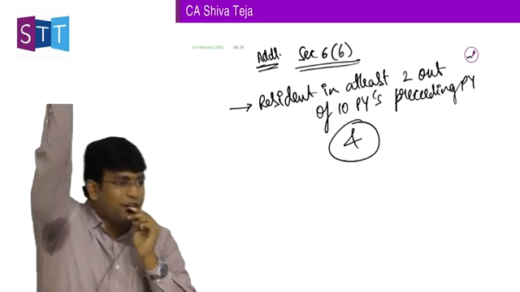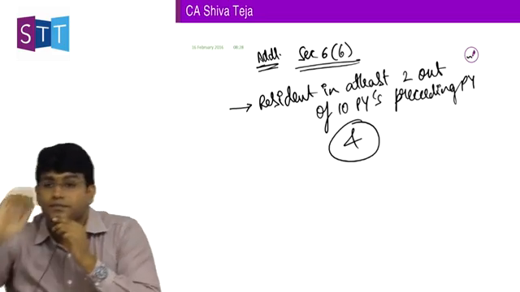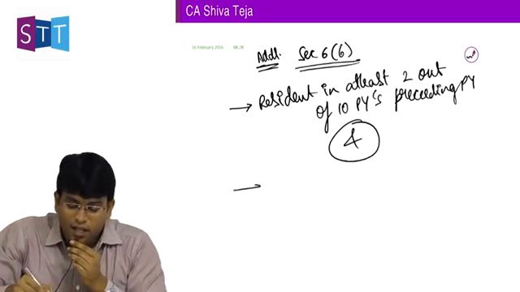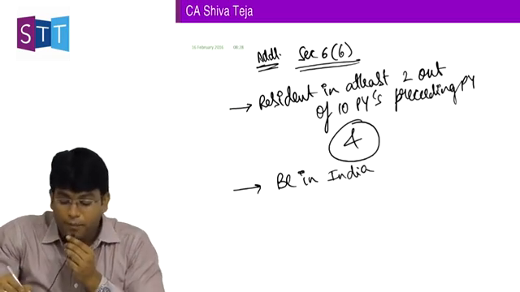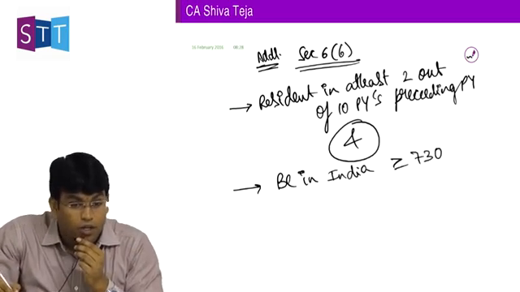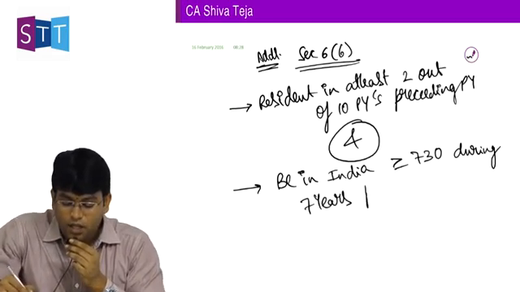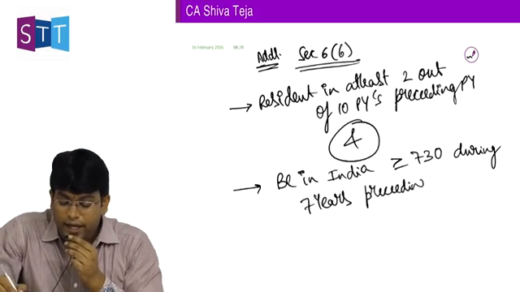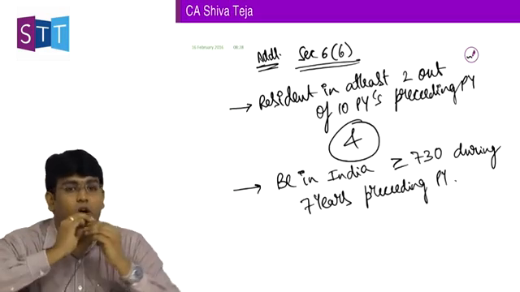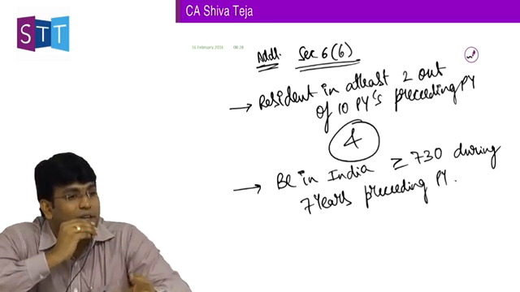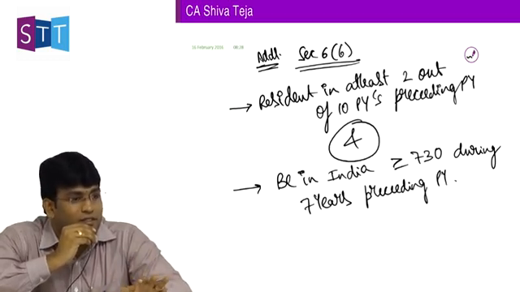How will you be resident? By satisfying any one of the basic conditions of 6(1). Correct, sir? And he must be in India. Be in India means physically be in India for a period of 730 days or more during 7 years preceding the previous year. Sir, in some books you will find a different language, but concept will never be different.